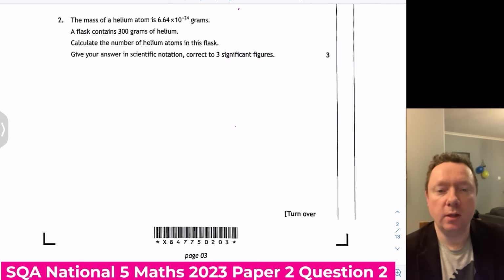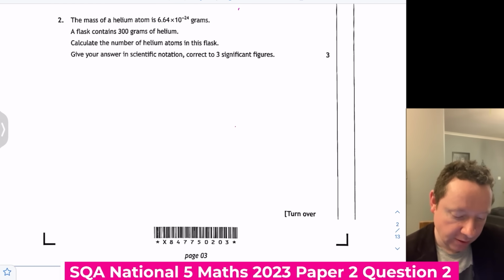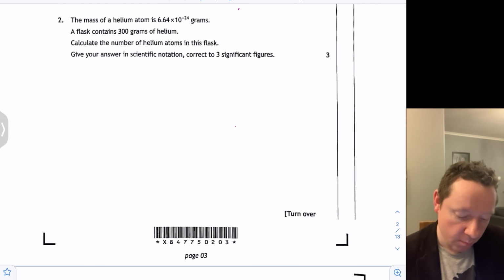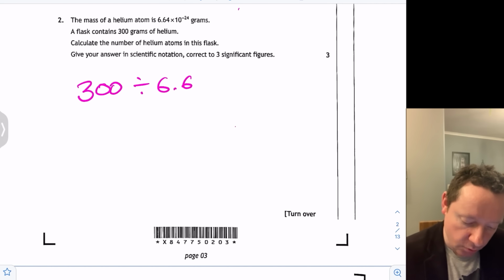SQA National 5 Maths 2023 Paper 2 Question 2. The mass of a helium atom is 6.64 times 10 to the minus 24. A flask contains 300 grams of helium. How many atoms are in the flask? So to get the number of atoms in the flask, I need to do 300 grams divided by 6.64 times 10 to the minus 24.